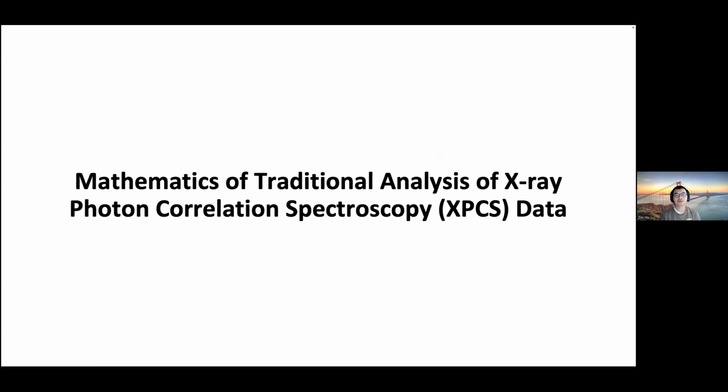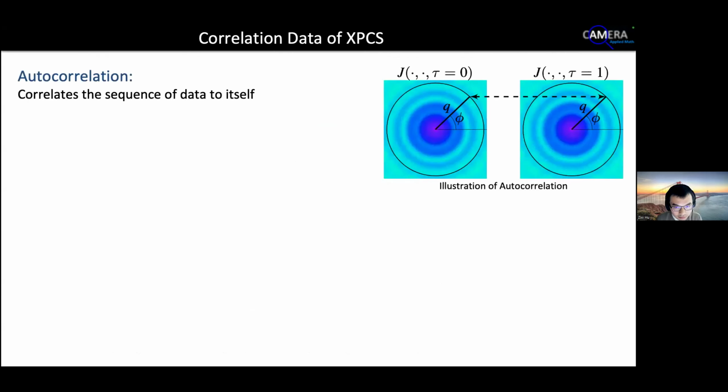So now let me get into a bit more of the mathematics of traditional analysis of X-ray photon correlation spectroscopy data. A widely used way to analyze XPCS data is to calculate autocorrelation. Here, recall that autocorrelation refers to correlation between identical data sequences, which means we correlate the sequence of data to itself. On the right side, I show an illustration of autocorrelation.